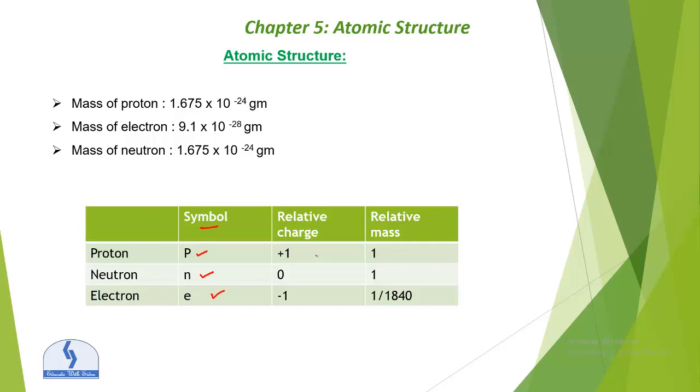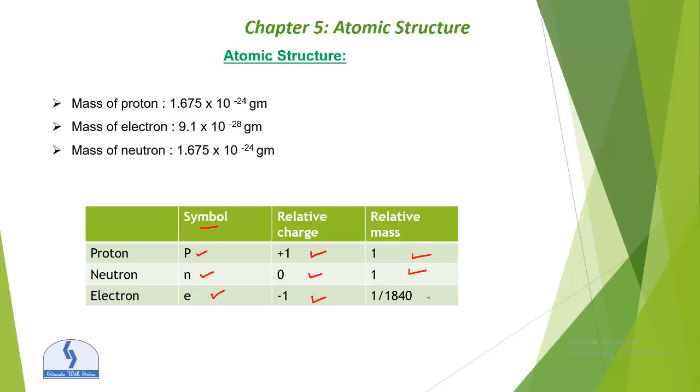What is the relative charge of proton? It is +1. The relative charge of neutron is 0. The relative charge of electron is -1. Now about the relative mass. What is the relative mass of proton? It's 1. What is the relative mass of neutron? Again it's 1. They both have the same relative mass.